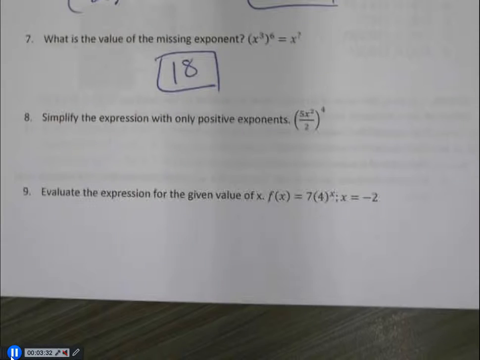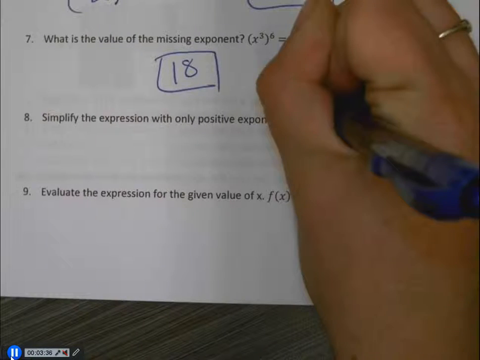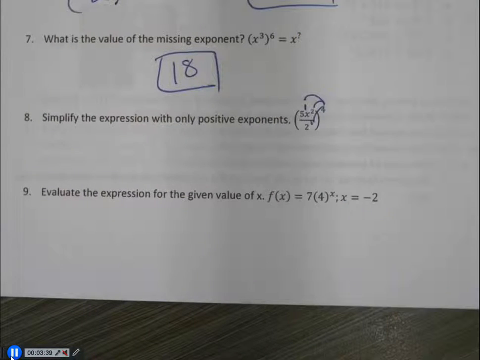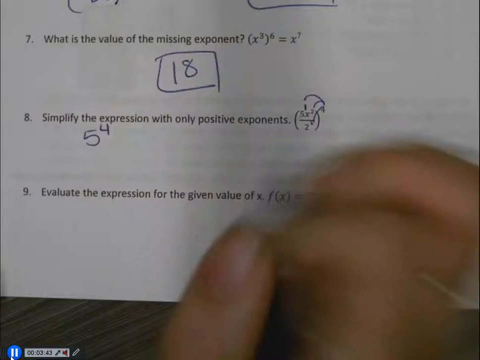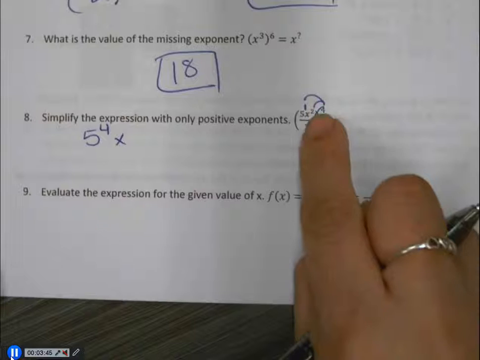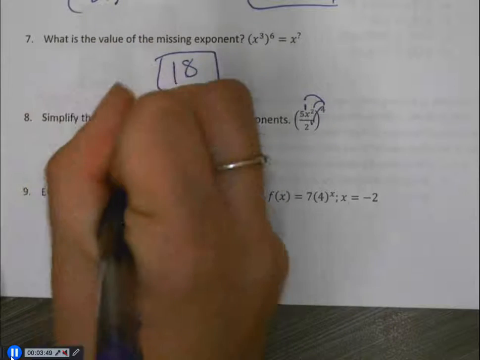Okay. This one wants me to simplify with positive exponents, so I'm going to go through and give the numbers that didn't have exponents secret 1s, and then I go out and distribute. So I have 5 to the 4th, and I'm going to multiply the 2 and the 4 for the x, so it's going to be x to the 8 over 2 to the 4th.